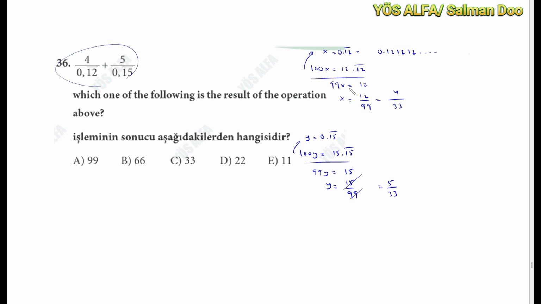Now let's substitute x and y back into the given expression. So we have 4 over 0.12 bar, which is 4 over 33, plus 5 over 0.15 bar, which is 5 over 33. So these and that cancel out. So our result is going to be 33 times 2, which is 66. So the answer is B.